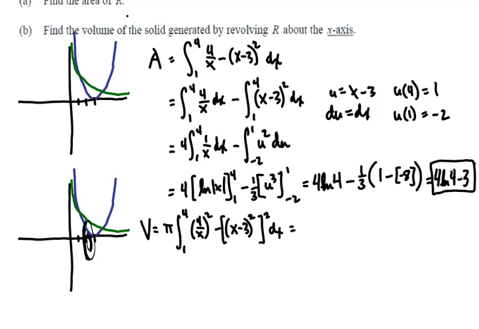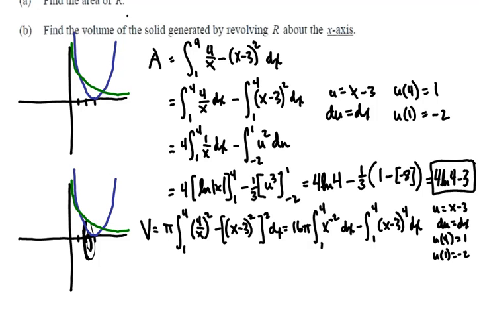And once again, I'm going to split up these two integrals, and that leaves me with, sorry, that shouldn't be 4. I have 4 squared, which is 16 pi. I'll bring out the 16 pi. And now 1 over x squared is the same as x to the negative second. And I'm going to subtract from that the integral from 1 to 4 of x minus 3 to the fourth dx. I'm going to have the same values for u, for du, for u of 4, and u of 1 as I had in the problem above.